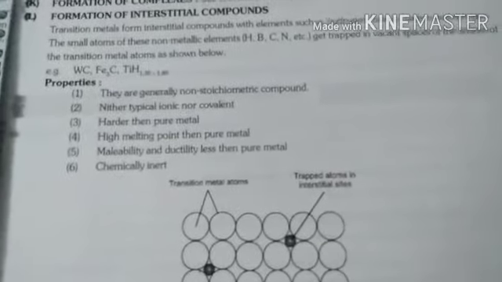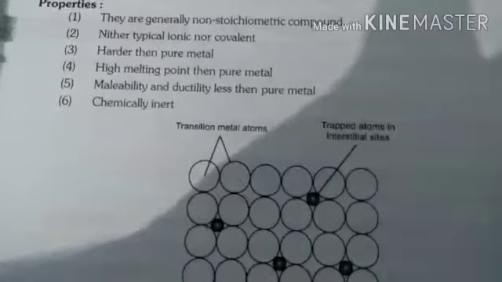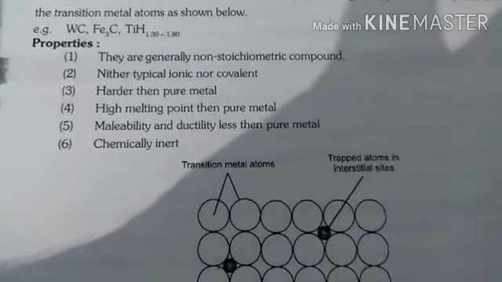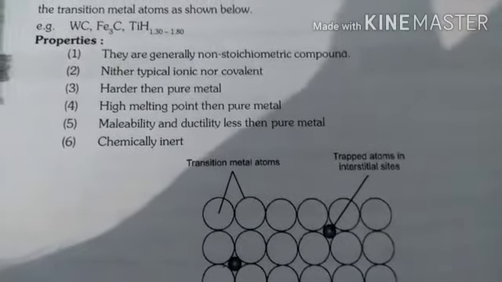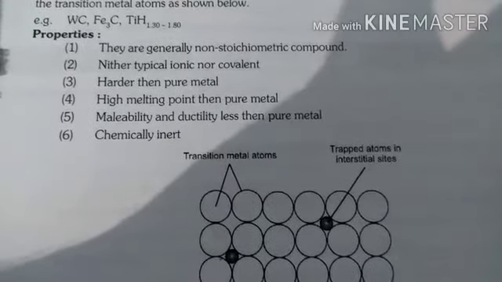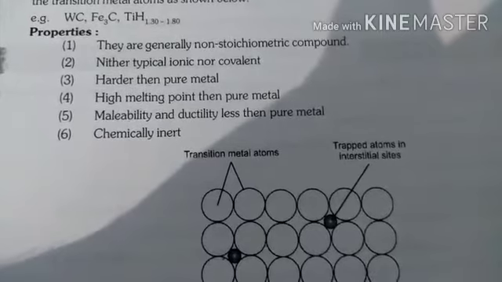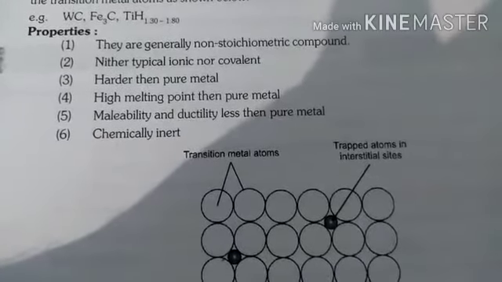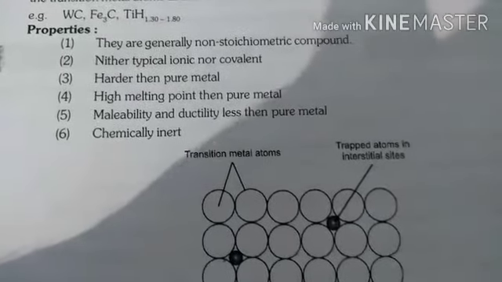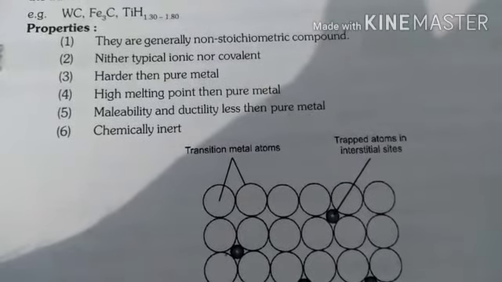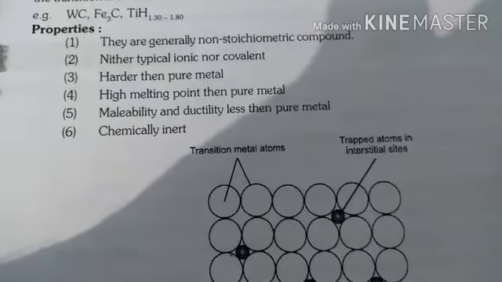Properties of interstitial compounds. They are generally non-stoichiometric compounds, neither typical ionic nor covalent, harder than pure metals, with higher melting point than pure metal, malleability and ductility less than pure metal, and chemically inert.